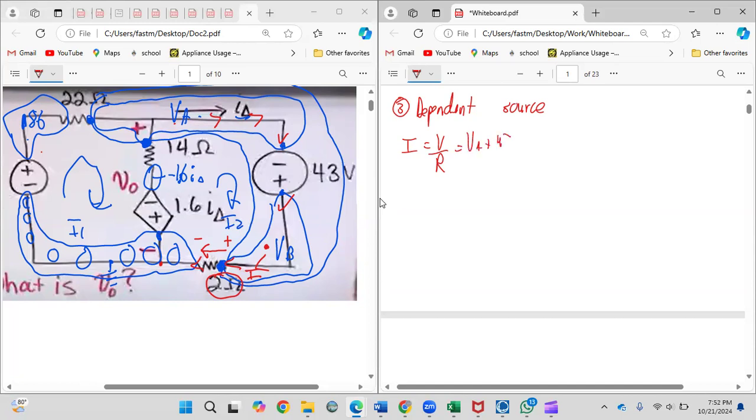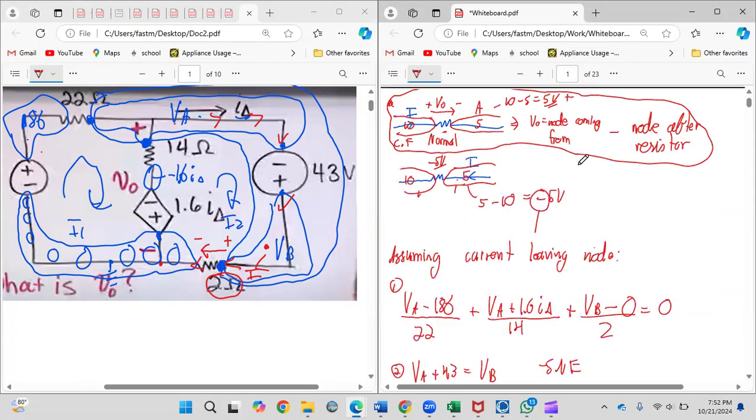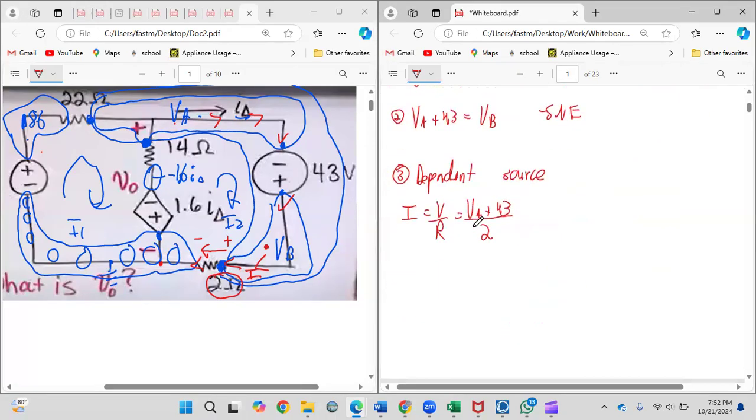plus 43. That is what VB is, right? VA plus 43, minus 0, kind of redundant, right? And 0 at that point, and it divided by the resistor in between it. Yeah, I forgot to write that in the top piece. Well, if you're looking for voltage, if your current is divided by the resistor here, so kind of reasonable.